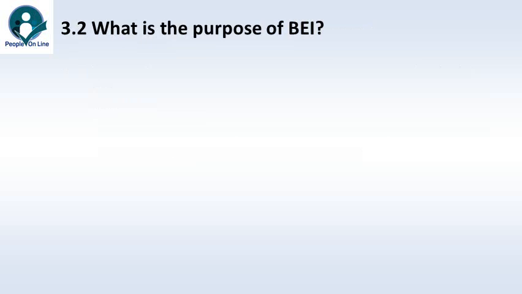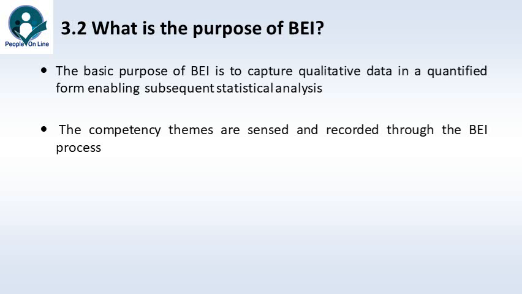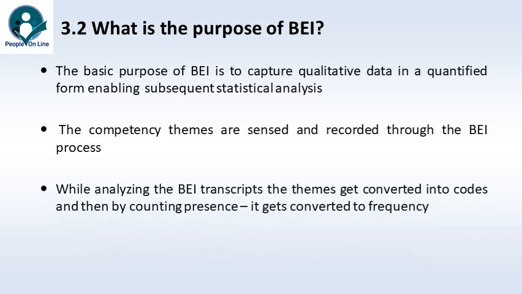What is the purpose of BEI? The basic purpose of BEI is to capture qualitative data in a quantified form, enabling subsequent statistical analysis. The competency themes are sensed and recorded through the BEI process, and these are qualitative by nature. While analyzing the BEI transcripts, the themes get converted into codes, and then by counting presence, it gets converted to frequency. Statistical tools can then be applied.